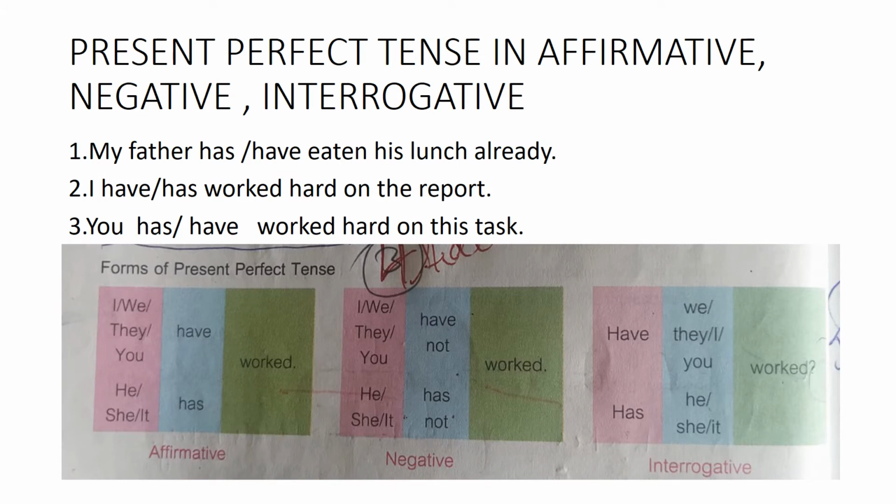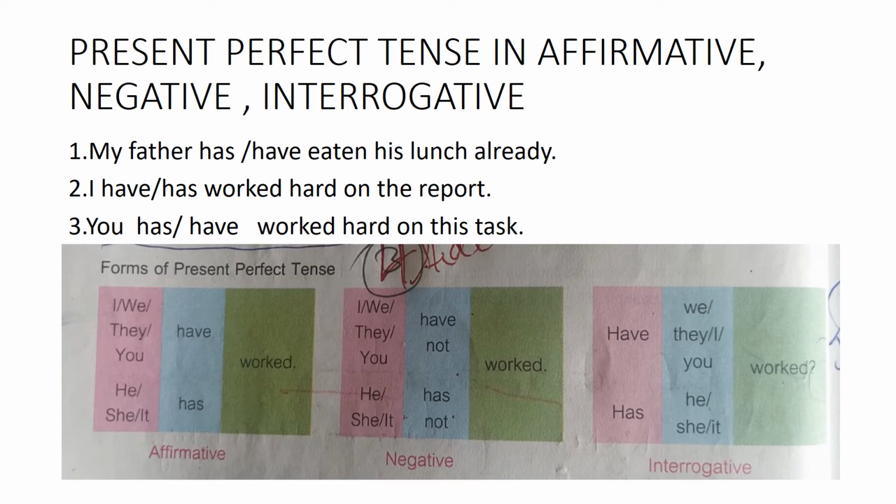The above slide displays forms of present perfect tense in affirmative, negative and interrogative. In present perfect tense, we are talking about an action that began in the past and has just been completed. Students, remember to use past participle with the helping verb. Let's frame affirmative sentences. My father have eaten his lunch already. My father has eaten his lunch already.